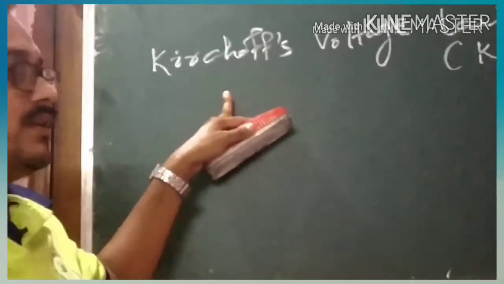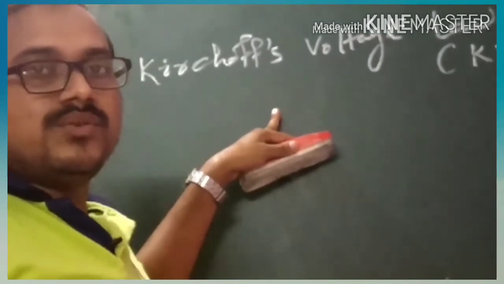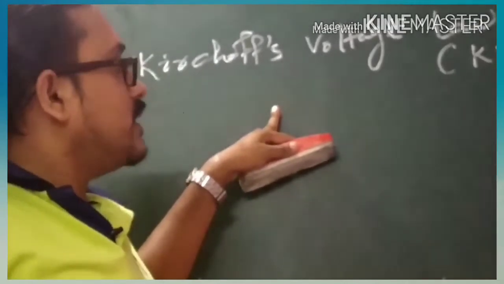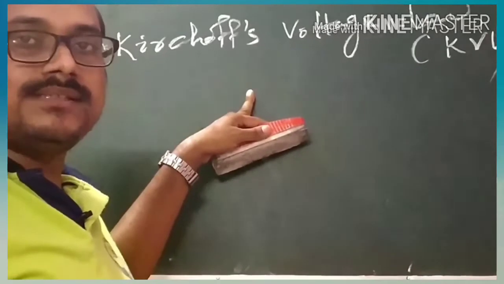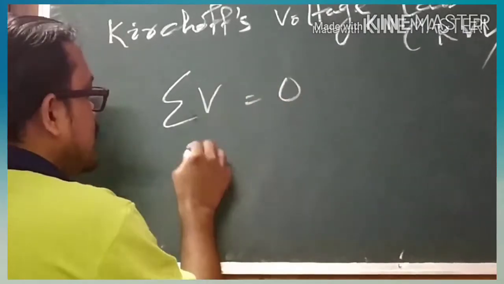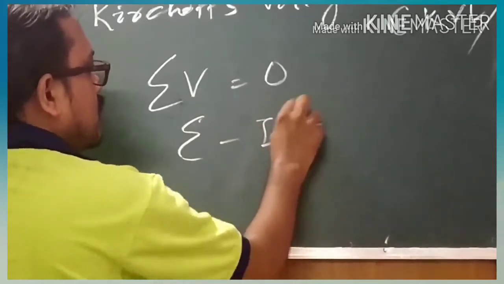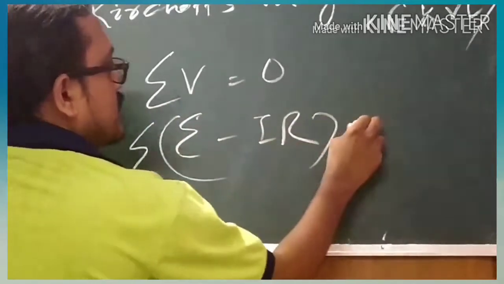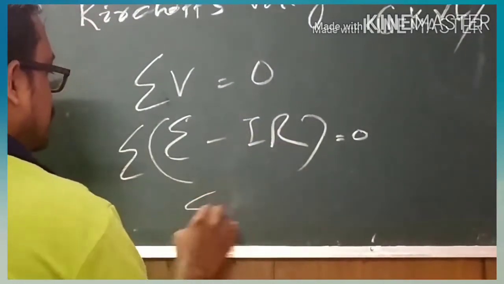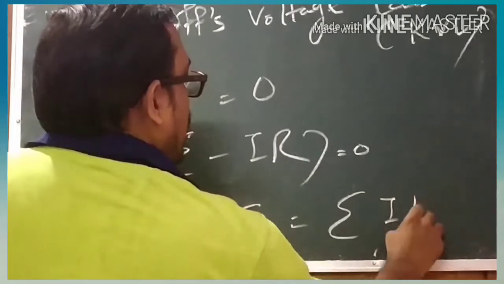So in a closed loop, the potential difference across a junction is 0, or we can say the summation of the EMF is equal to the algebraic sum of the product of the current and the resistance. That is, ΣV = 0, where V means IR, so Σ(E − IR) = 0, or ΣE = ΣIR.